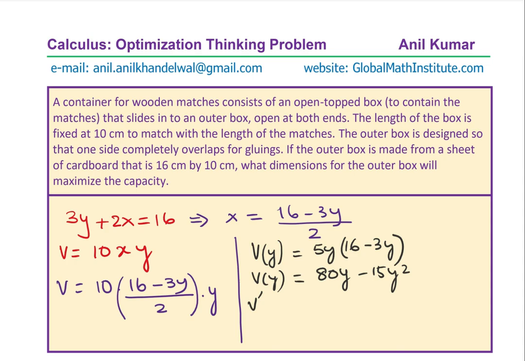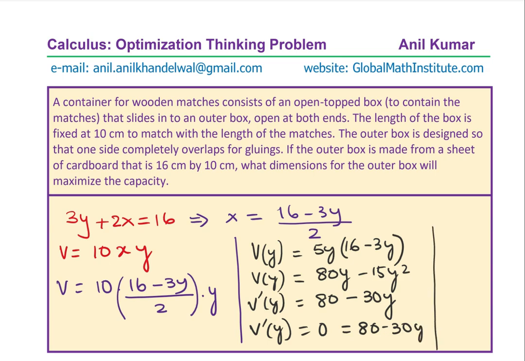Now find the derivative. Differentiate with respect to y. So we get 80 minus 30y. Equate that to 0 to get the critical number. So we have y prime equals 0. That means 80 minus 30y is equal to 0. And that gives you the critical number, y, right?